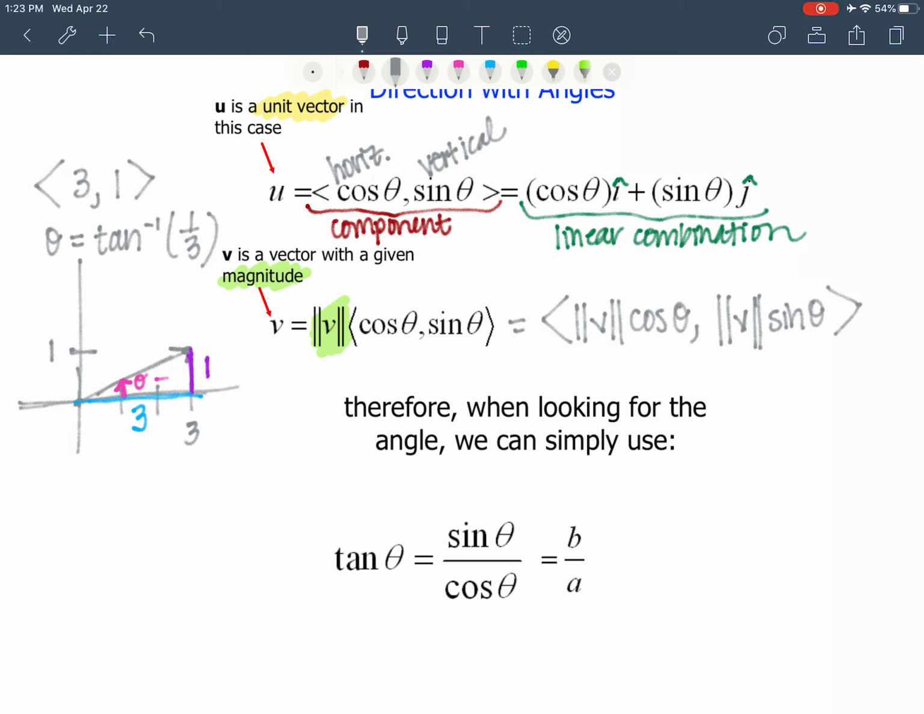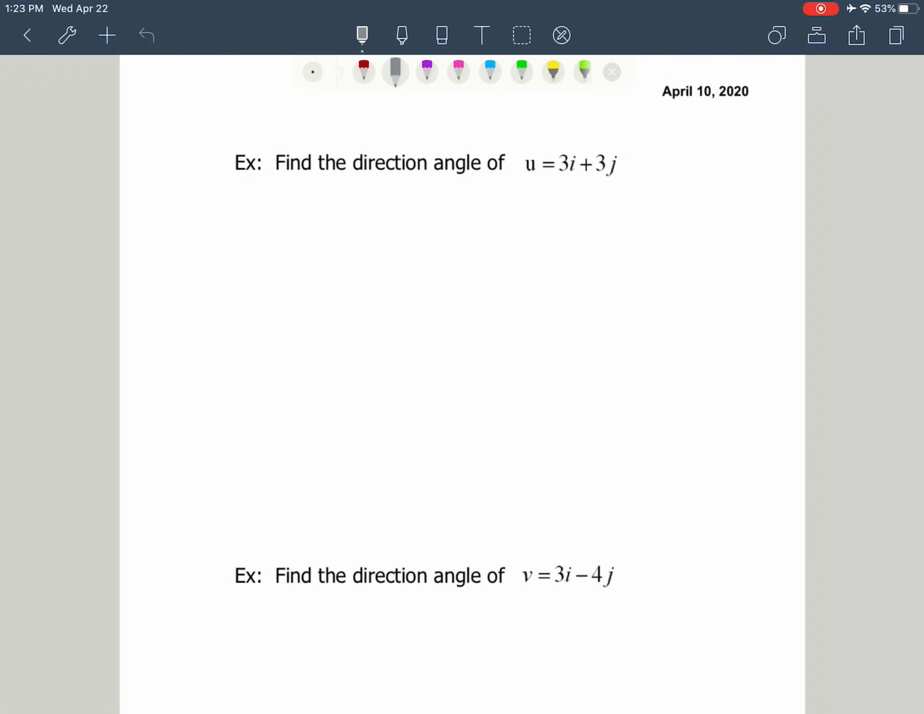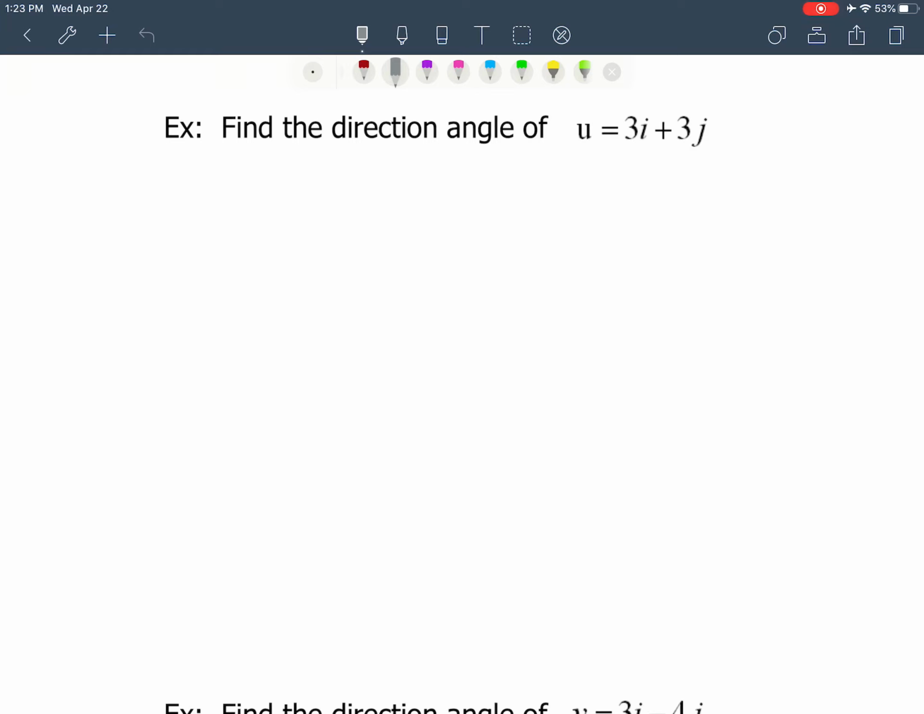So this is going to make a lot of sense right here. We've got the tangent of theta is equal to sine over cosine, which is b over a. The b over a is going to become a little bit clearer in later videos, but it's the second component, so it's your vertical component over your horizontal component. So we'll do a problem and we'll apply this, and hopefully it'll all kind of fall into place. You need to watch that beginning part again after we do an example. Maybe it'll make more sense then.